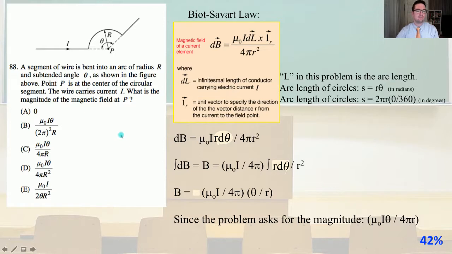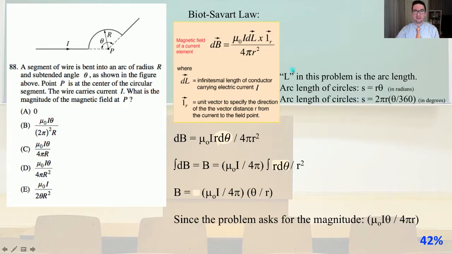Number 88, a segment of wire is bent into an arc of radius r and subtended angle theta as shown in the figure above. Point P is at the center of the circular segment. The wire carries current I. What is the magnitude of the magnetic field at P?